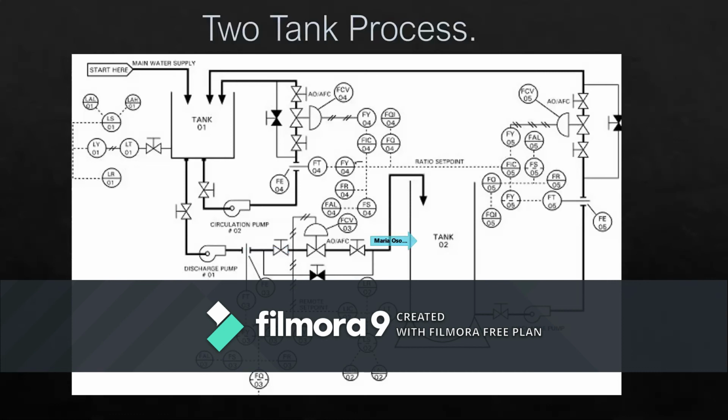Tank 2 also has a level transmitter that is transformed with electric signals to go to the level recorder and the level switch, which also has a level alarm for low and high. And this tank 2 has a discharge pump that goes again to tank 1.